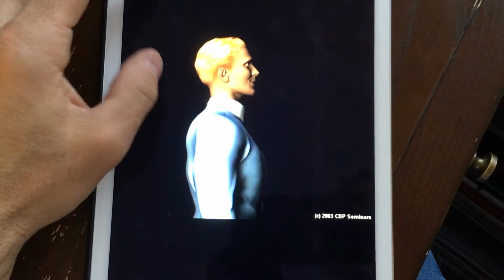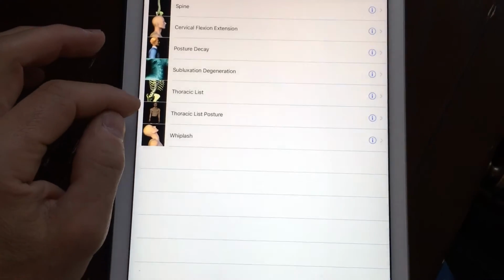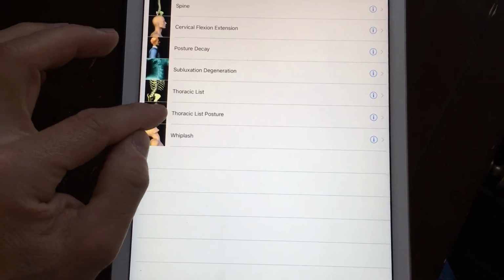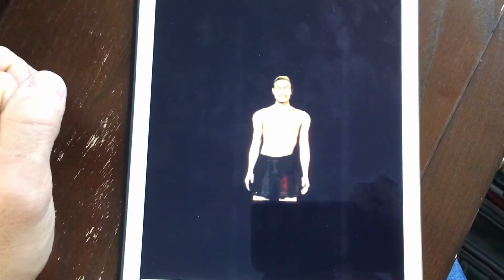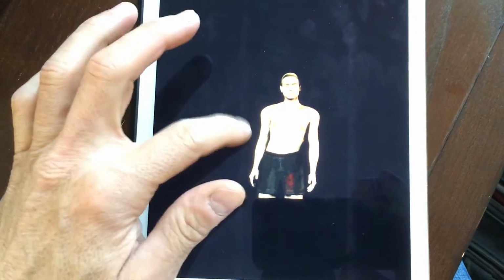Next one, what I would like to show and demonstrate would be the postural shifts. This is important right here. The thoracic postural shift is important to be able to show. Translations are very, very common when you do a postural assessment.